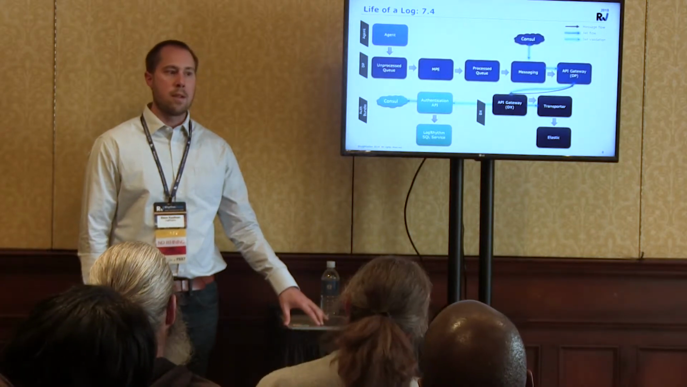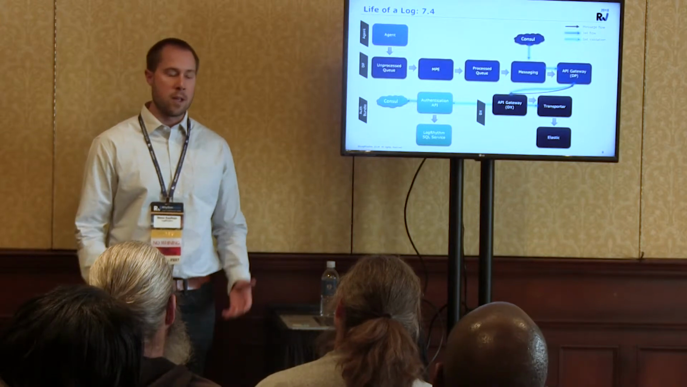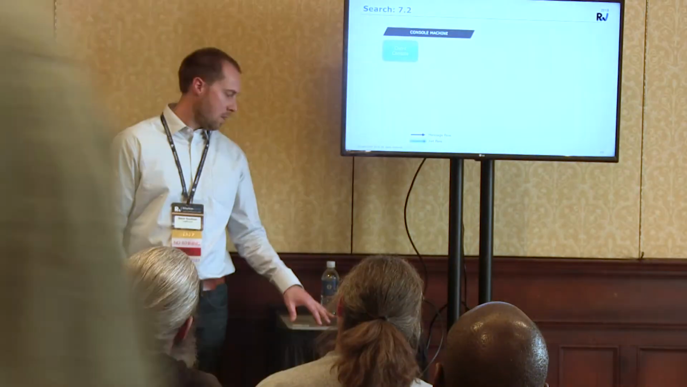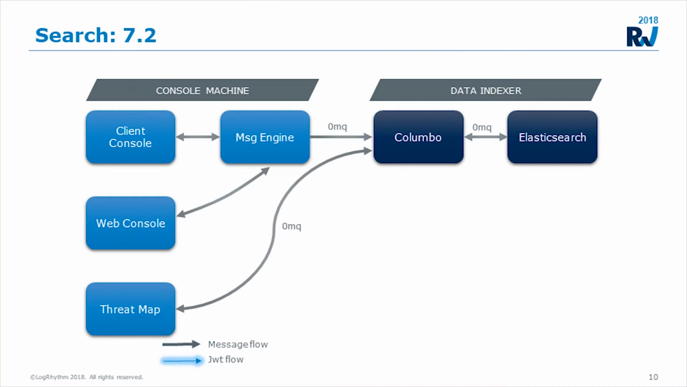Any more questions on indexing before I pop over to search? Search isn't as exciting as the indexing side. I mean, it is, but it's not as complicated. So search in 7.2, we have our client console, beloved client console. We have our web console. And then I call out threat map differently. Does anybody use threat map? Cool, all right. Threat map actually hits a different route than client console and web console. That's the only reason I call it out separately.